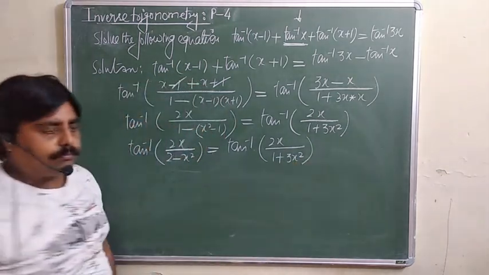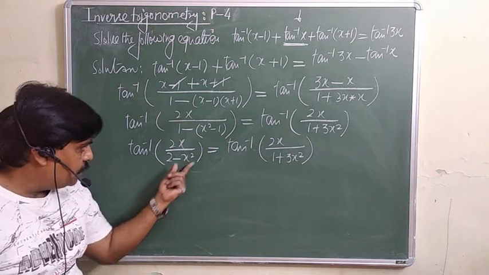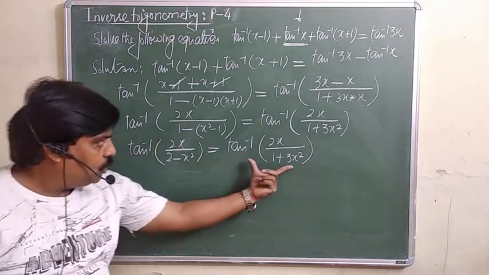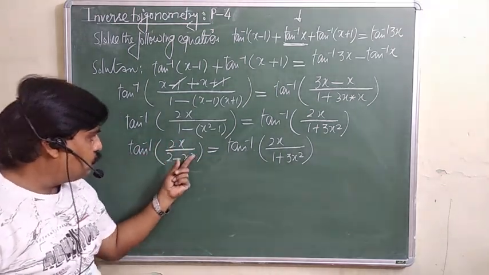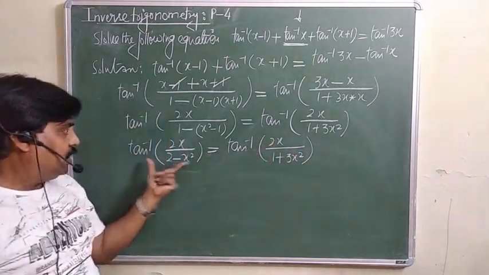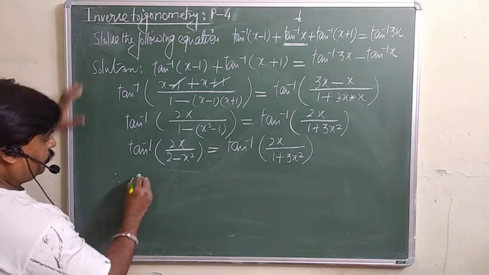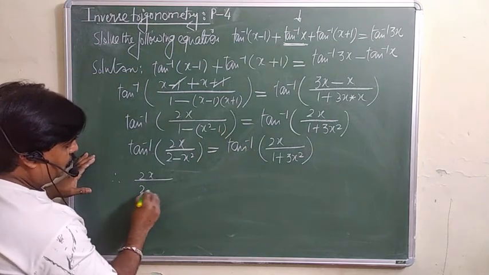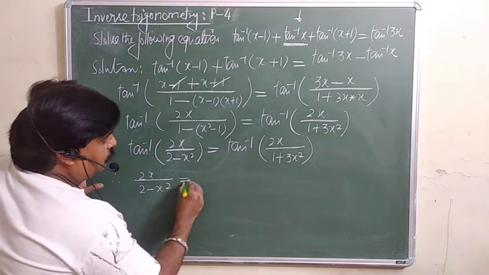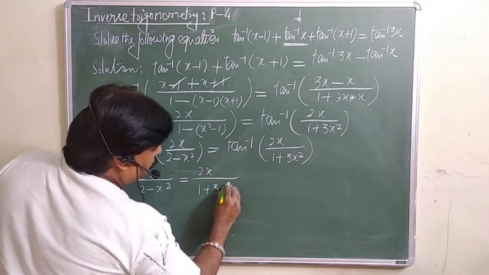Now from both sides you can equate. Because this is equal to this one, it means this 2x over 2 minus x square should be equal to this one, then this can be equal to this one, otherwise it's not possible. So therefore you can say 2x over 2 minus x square is equal to 2x over 1 plus 3x square.